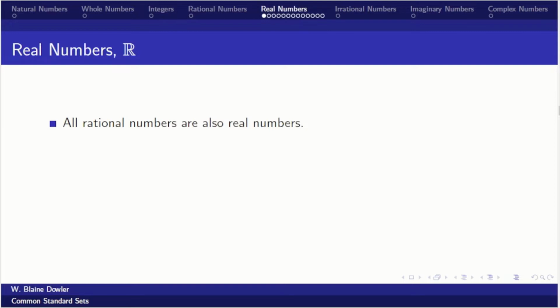Now the next set of numbers are the real numbers. Every rational number is also real. All numbers which could fit on the number line are real numbers. In a way, that is the way we define it.